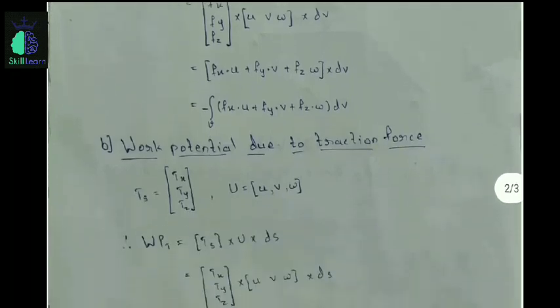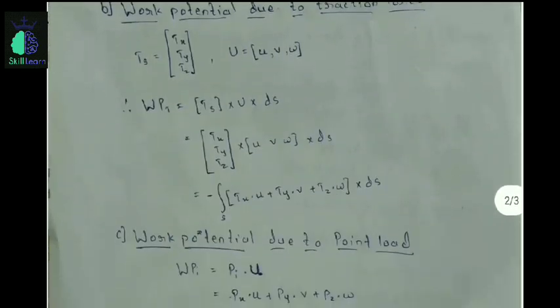Then moving to the work potential due to the traction force, that is equal to Ts into U into dS, where Ts is the traction force and U is the displacement as we discussed earlier, and dS is the surface element. When we put in the values of Ts and U and multiply, we get this equation: Tx into U plus Ty into V plus Tz into W. We multiply in the same form as earlier, that is first term into first term, second term into second term and third term into third term. Then we will get this equation.